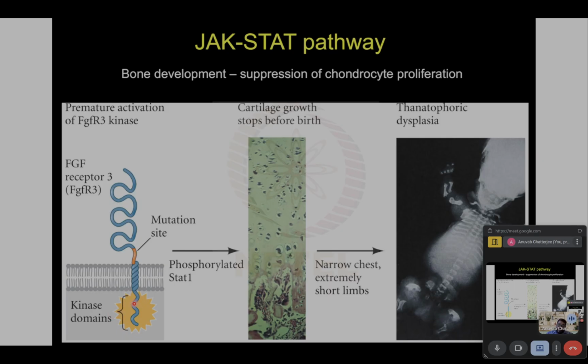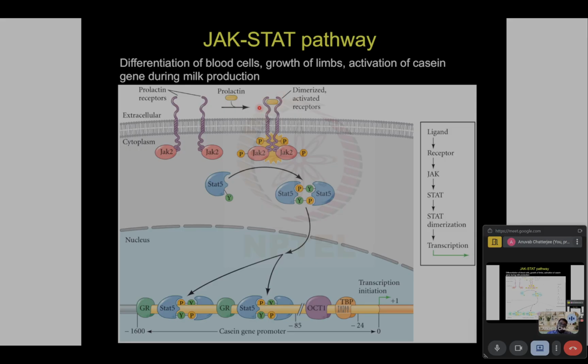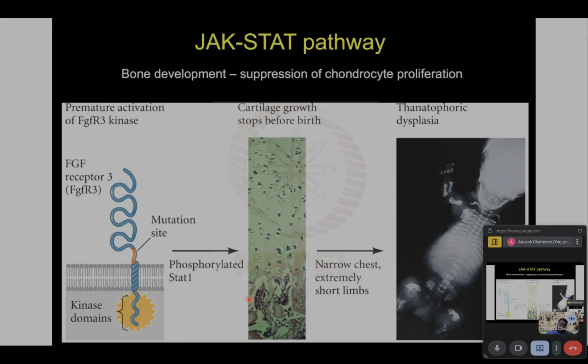So the pathway is always active even if there is no ligand binding. What this causes is that it always causes STAT to get phosphorylated. So essentially there is no need for a ligand to bind here, because the receptor is always active. It always causes the STAT to dimerize and go into the nucleus and start transcription, and this causes premature suppression of chondrocyte proliferation. So the framework of the chondrocytes that actually will make the bones the correct length does not occur. Cartilage stops growing, and a smaller cartilage framework converts into bone.